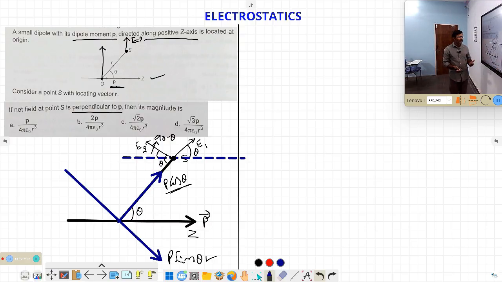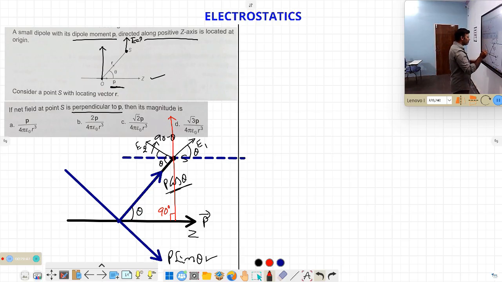So here they are asking for the field perpendicular to P. This is the dipole moment, and this, which I am taking in red color, is the perpendicular direction to P. How much angle is it making? It is making an angle of 90 degrees. So we need to find the electric field intensity in the perpendicular direction of the dipole moment. This is the direction we want.